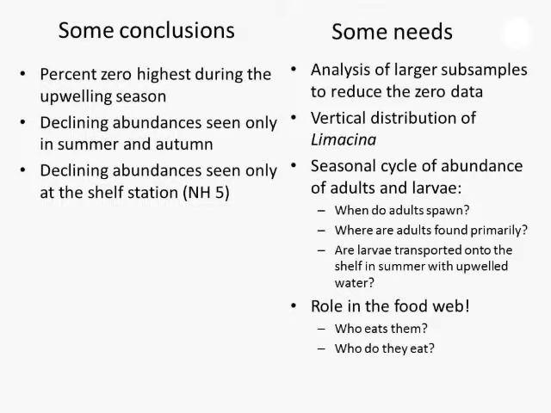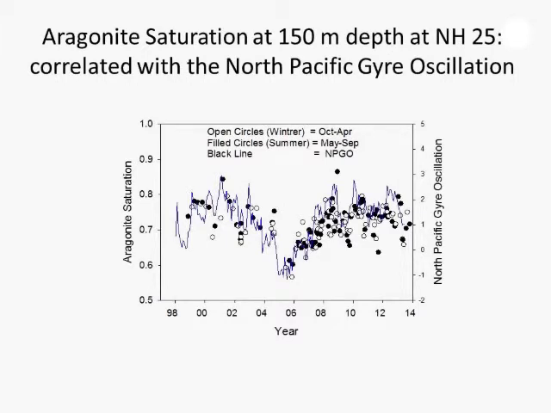So the last slide I think is here. Yeah, this is for Bill Sydeman actually. This is the aragonite saturation at NH25 down deep, and that cycle is what's called the NPGO, the North Pacific Gyre Oscillation. It tracks it beautifully. We don't know why, and you don't know why either, probably, but anyhow. Yeah, that's nice.